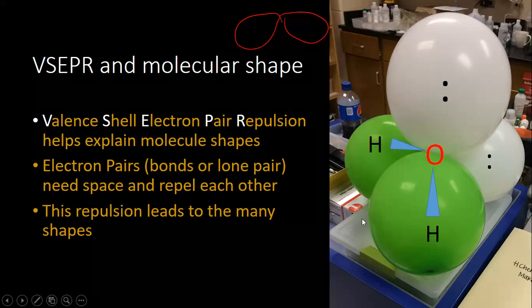But anyway, the point of it is electrons repel each other. Electrons need space. And the best they can do in a three-dimensional area, if you have four pairs of electrons trying to avoid each other, is this tetrahedral shape.